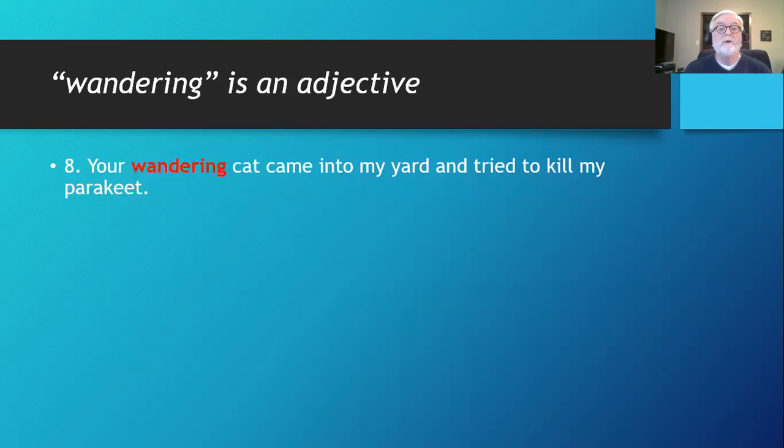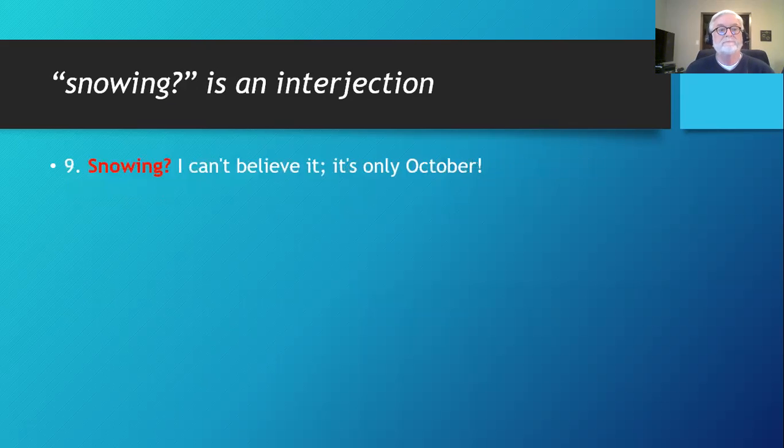8, your wandering cat came into my yard and tried to kill my parakeet. Well, this is not a gerund. This is not a noun. It comes in front of the word cat, another noun. It describes what the cat is doing or what the cat is like in terms of its character. So in this instance, wandering is functioning as an adjective.